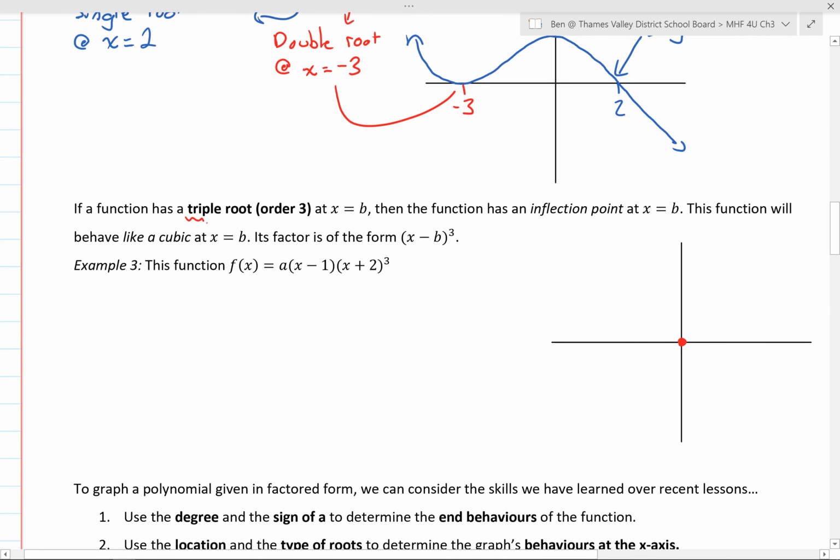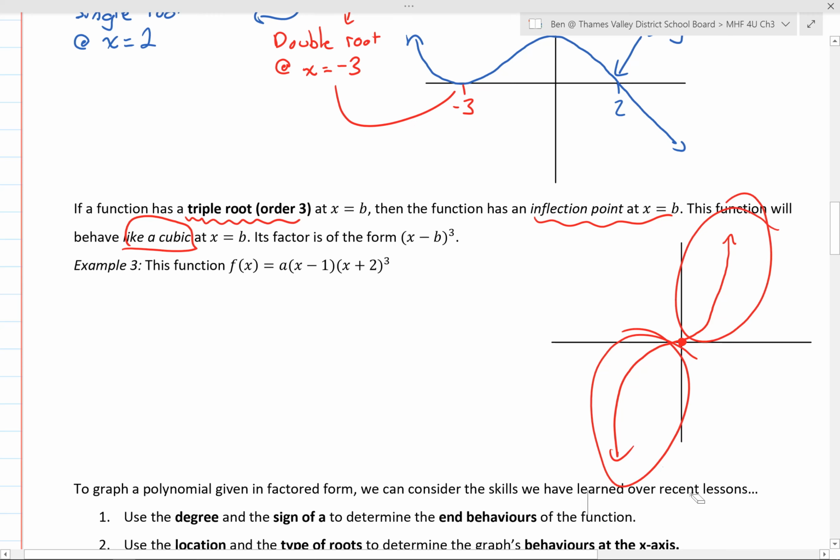But either way, we say it has a triple root at x equals b, again, order 3, then the function will have an inflection point at x equals b. That means it behaves like a cubic. And again, like a cubic function, you might consider that to be a function that looks like it's sitting on the axis, right? It's sitting down nice and easily. It's going from concave up over here to concave down there. So its factor would be of the form x minus b cubed. Again, it's this cubed that makes it order 3.